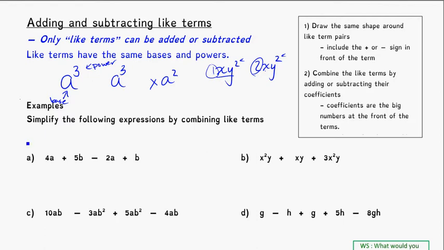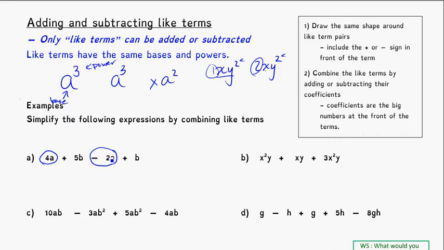So one tip that I usually do is to try and draw a circle around terms that are the same. So if I ask you to simplify the following expressions by combining the like terms, I'm going to first look to see which ones are like. I see a 4a and I see a 2a over here. They both have a base of a and a power of 1 there. So I'm just going to draw a circle around them. And as a hint, I'm going to draw the circle and I'm going to include the positive or negative sign in front of the term. That way I don't miss it.